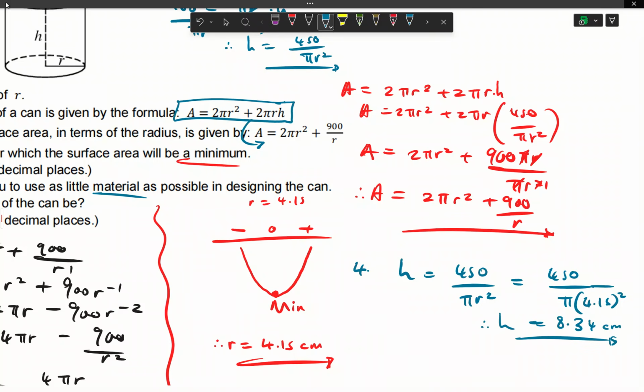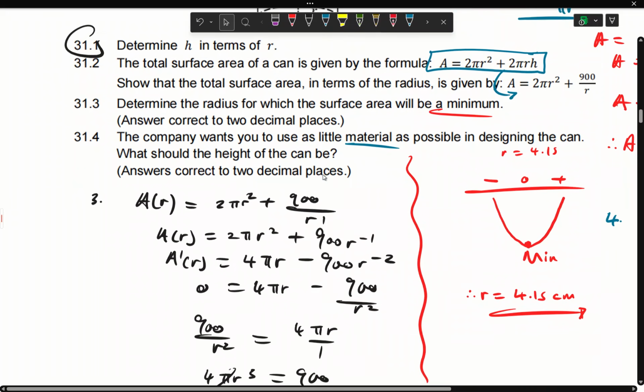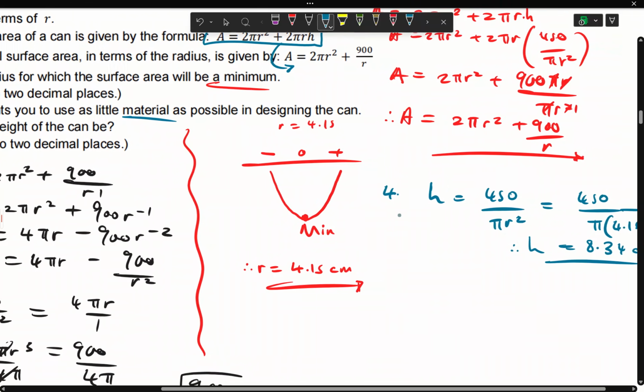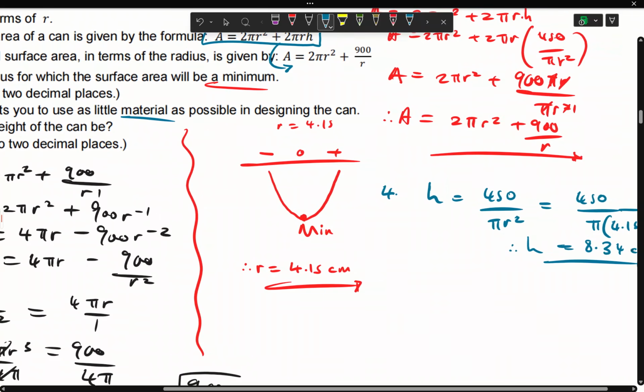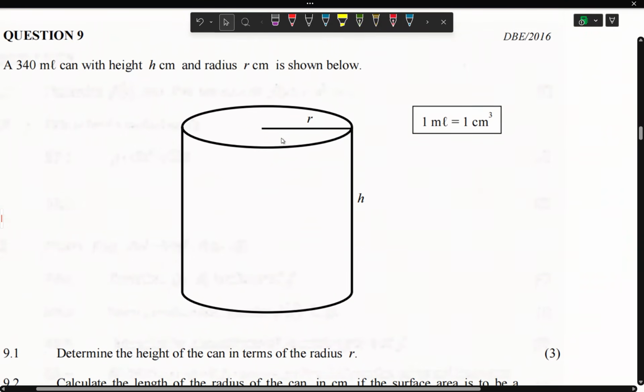So now, guys, let me help you. They say determine the radius for which the surface area will be a minimum. It's all about now we want to minimize. We don't want to maximize. That's why they say the company wants you to use as little material as possible. So remember, we minimized our surface area. So now the height has to be 8.34 for us to use as little material as possible. So that's it there.